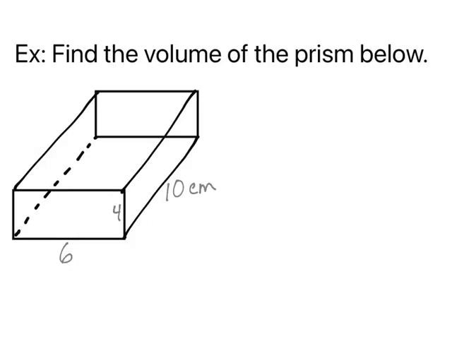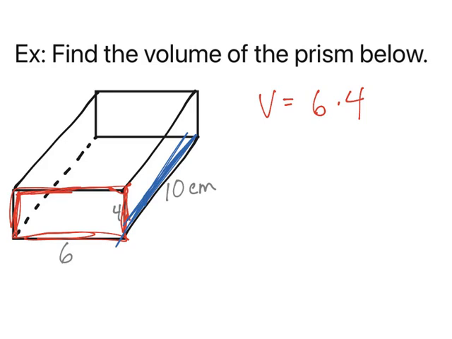Okay, let's do some problems. Find the volume of the prism below. Okay, so here's my base in red. So the base is 6 by 4. So I'm going to take the area of the base, 6 times 4, and then multiply by the height, which is the length of space that connects the two bases, multiplying by 10. So 6 times 4 times 10 is 240.